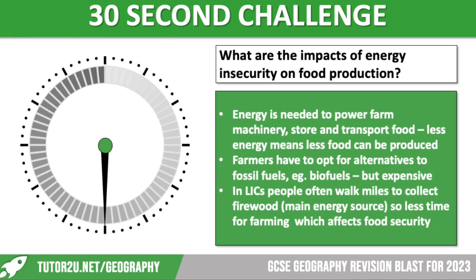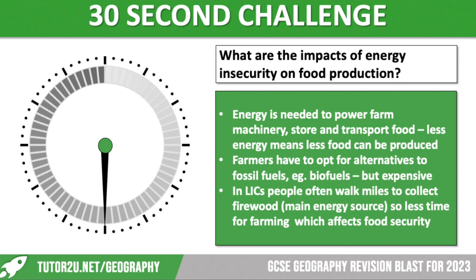Let's have a look. So about 30% of global energy is used to produce food, for example, to power farm machinery, for storage and for transportation, and to manufacture pesticides and fertilisers. So less energy means that less food can be produced, which in turn will have an impact on food security. Some farmers have recently opted for alternatives to expensive fossil fuels to generate energy needed for production. So, for example, they might use biofuels. However, this still makes food production costly.